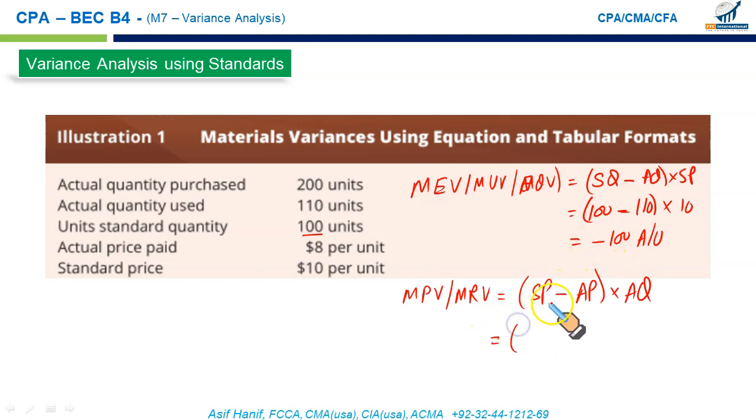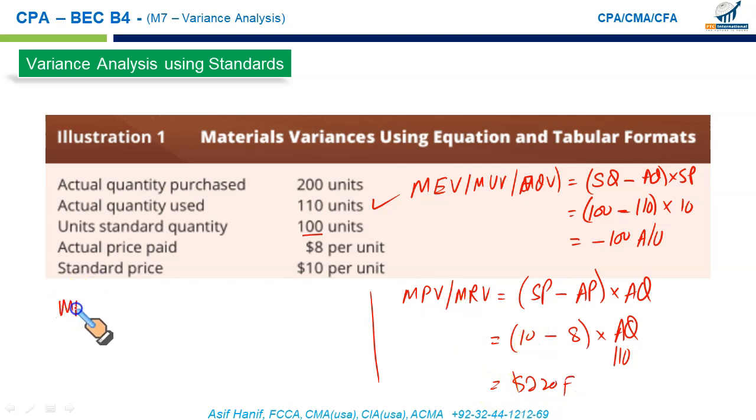Let us see. The standard price as per the given information is 10 per unit. Actual price paid is 8. Now listen, we can calculate it in two ways. Either the price variance for quantity used or the price variance for quantity purchased. Let us first calculate the price variance for the quantity used. So quantity used was 110. So it's going to be 10 minus 8, 2. 2 times 110 is 220. $220 favorable. This is the price variance of the quantity consumed.